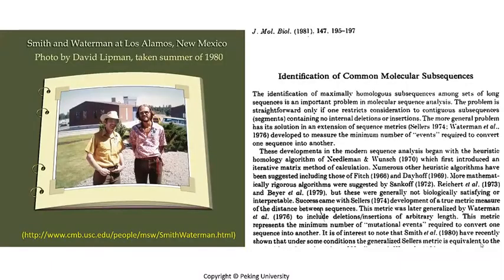In 1981, physicist Temple Smith and mathematician Michael Waterman jointly published a 4-page paper in the Journal of Molecular Biology. They modified the Needleman-Wunsch algorithm, resulting in a local alignment algorithm which was later called the Smith-Waterman algorithm. This paper has been cited for more than 8,000 times so far, making it one of the most highly cited papers in bioinformatics and even in life sciences.